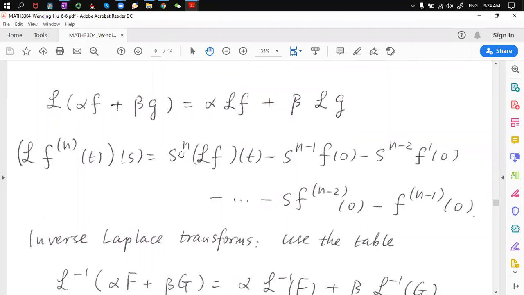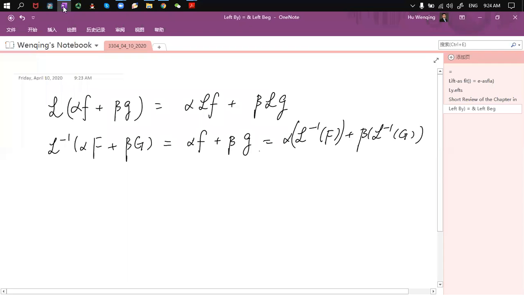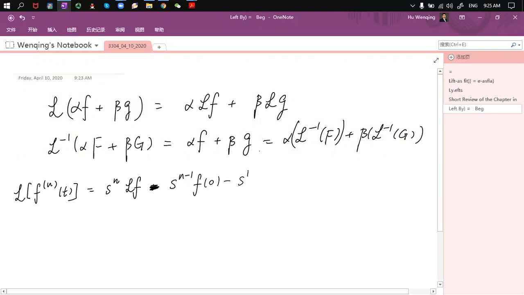Now, why do we need Laplace transforms? Well, we need Laplace transforms mainly because we would like to use them to solve our differential equations. So a very important thing to realize is this relation: the Laplace transform transforms the nth derivative of the function to s to the power of n times the Laplace transform of f, minus s to the power of n minus 1 times f of 0, minus s to the power of n minus 2 times f prime of 0, minus dot dot dot, minus f to the power of n minus 1 of 0, right? So that's how the Laplace transform transforms the derivatives.